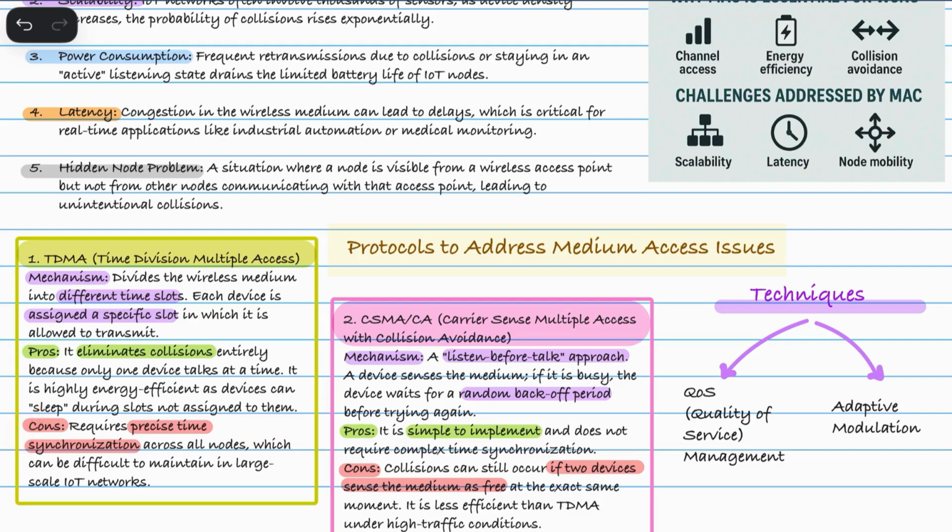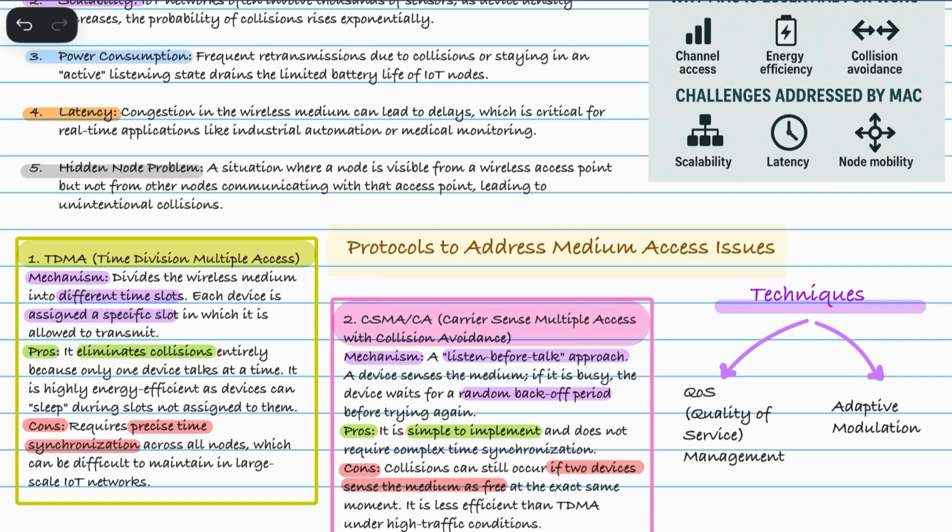But there is also a con: it demands absolute perfection in the timing. All thousands of nodes must have their internal clocks perfectly synchronized to the microsecond. If one node's clock drifts even slightly off, it will bleed into another node's time slot, and this will cause a problem in the system. So this is the first type of protocol.